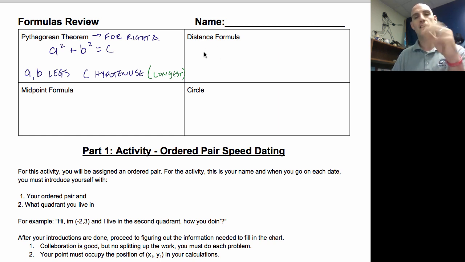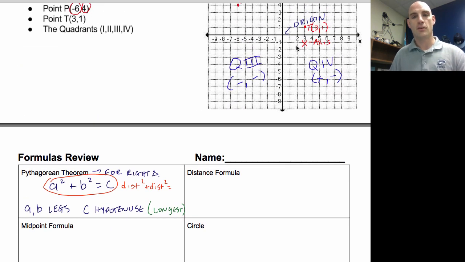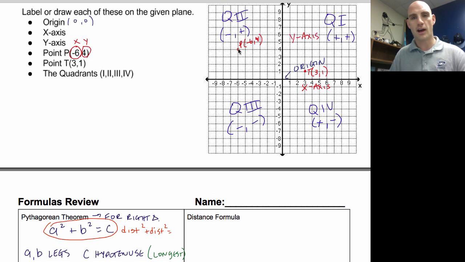The distance formula, I like to refer to it as the unknowable formula because we start to talk about, well, it's x2 minus x1, y2 minus y1, squared, do I add? But if you think about the general form of the Pythagorean theorem, what we have is a distance squared plus a distance squared is equal to my hypotenuse squared. If I think about these 2 points up here that I had, like P and T, I could find the distance between them.